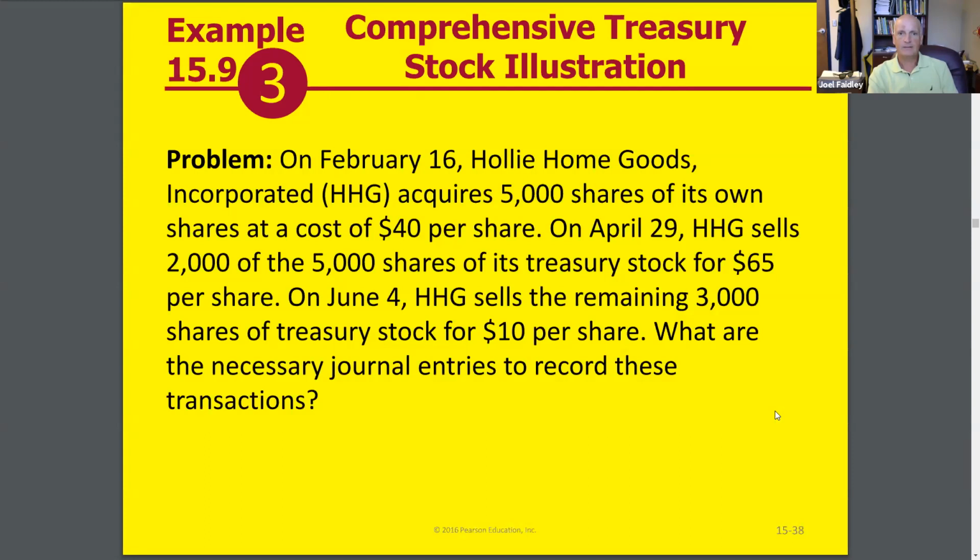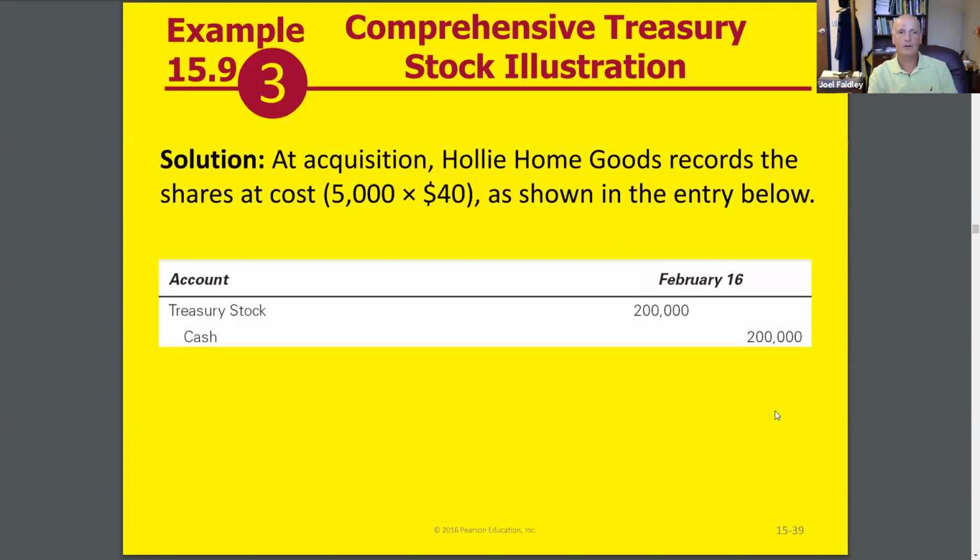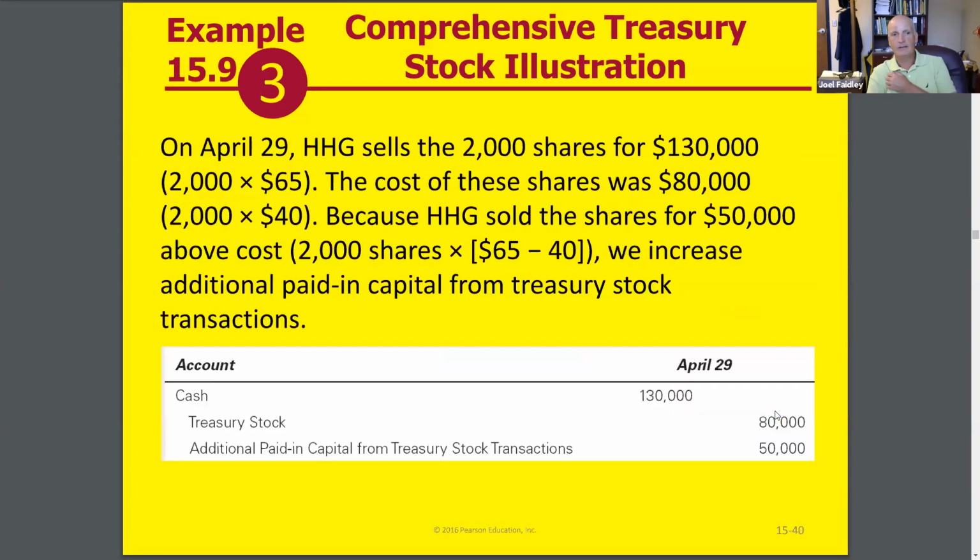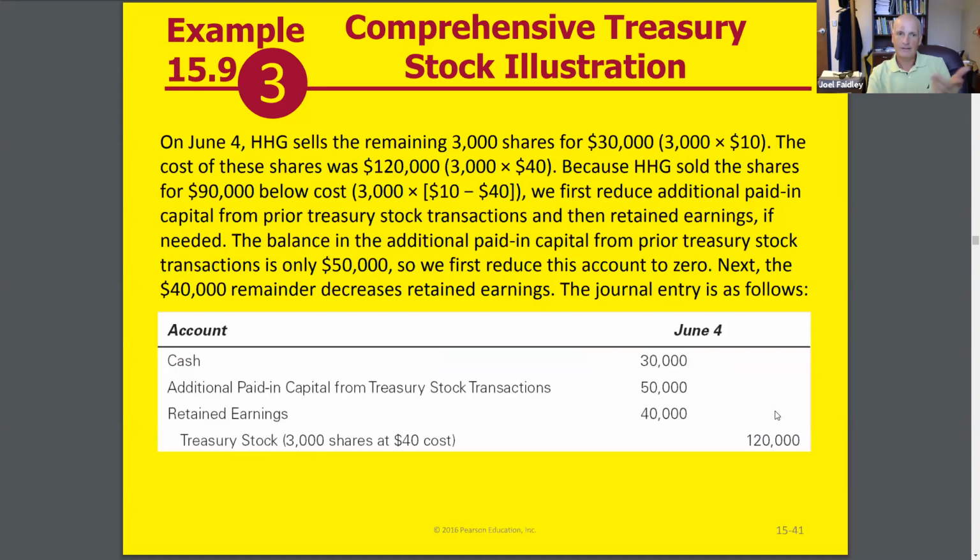Here's a case where they sell the stock that they buy back multiple times. There's the original $200,000 investment in their own company stock. Then they sell back 2,000 shares for $130,000. And again, that's a gain of $50,000 additional paid-in capital, right? $50,000. Then they sell the rest of it at a loss. Well, I can only take that additional paid-in capital treasury stock down to zero. So the remainder of that comes out of retained earnings.